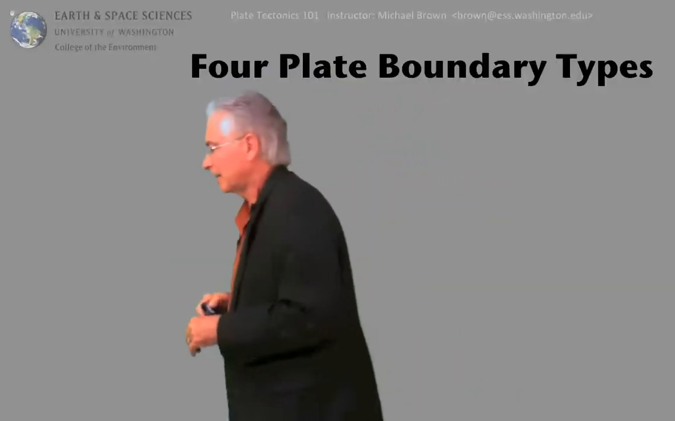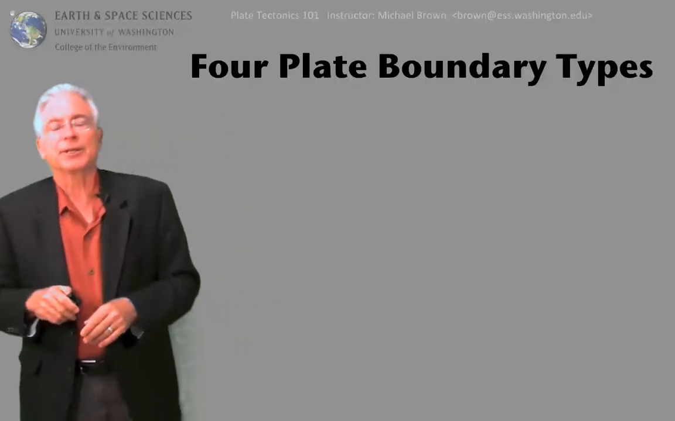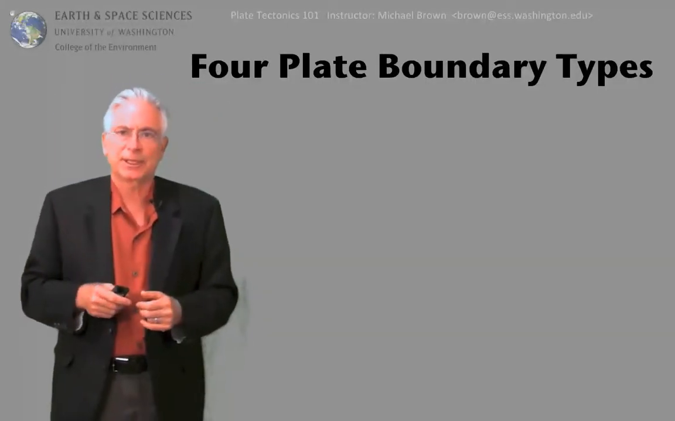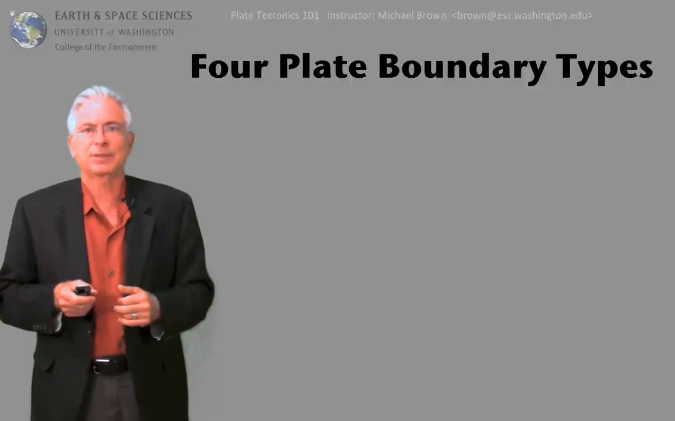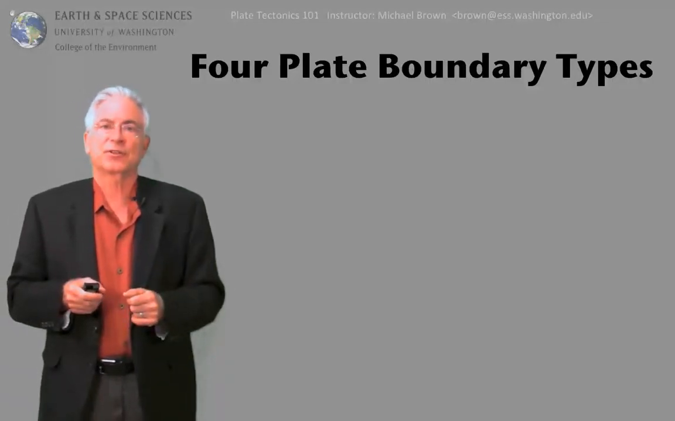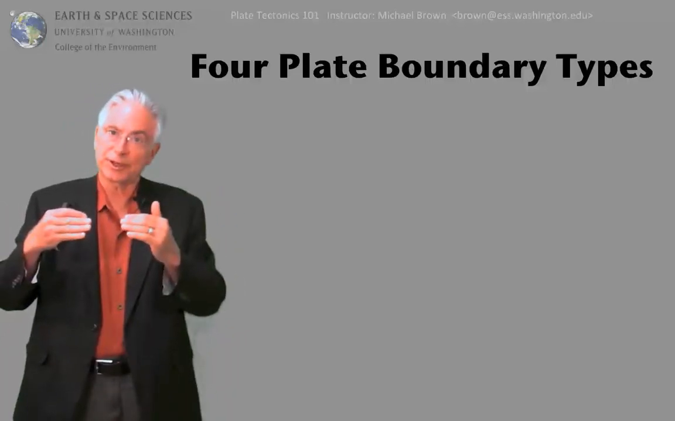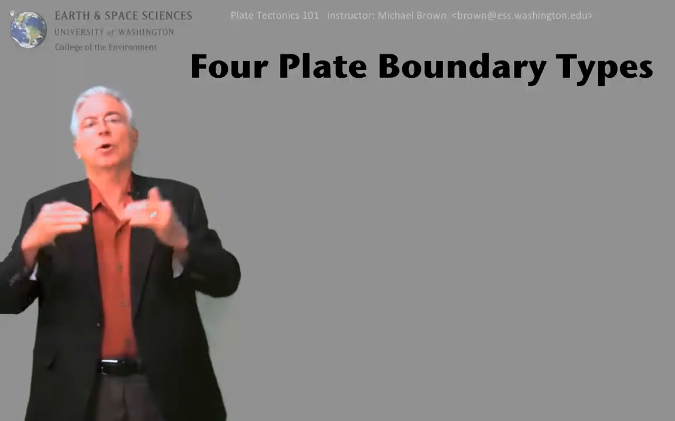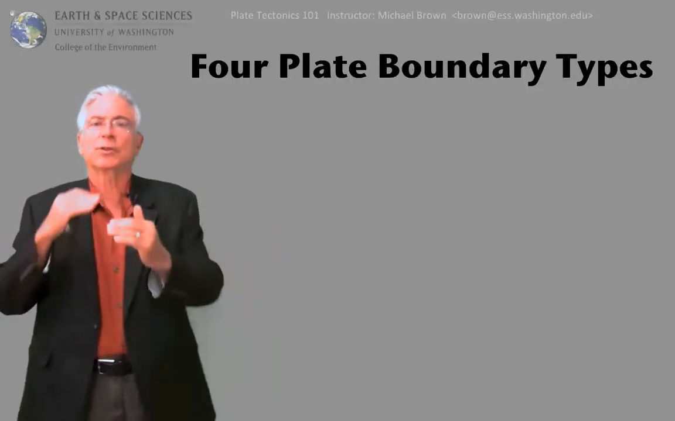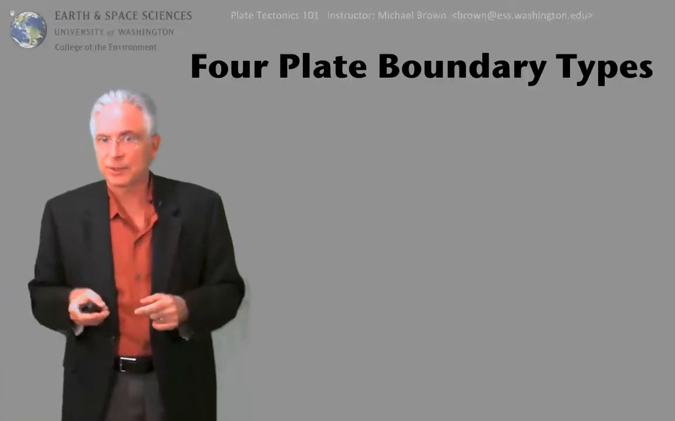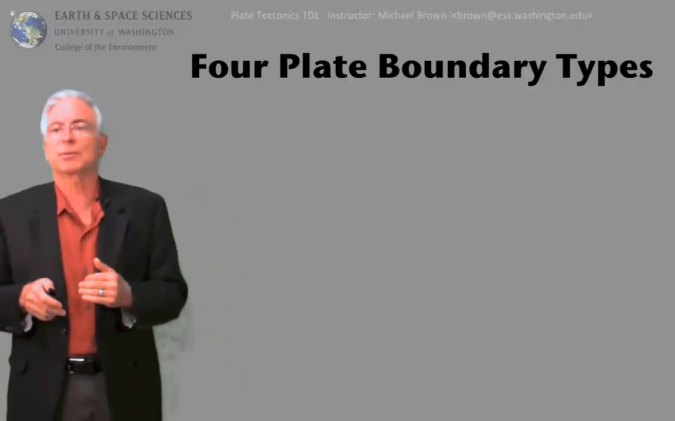So now let's talk about the 4 plate boundary types. And why are there 4 plate boundary types? Well, there are only 3 things that can happen to rigid plates on a sphere with constant area. The plates can either move towards each other, convergence, they can move away from each other, divergence, or they can move side by side. So there's 3 basic directions of motion.